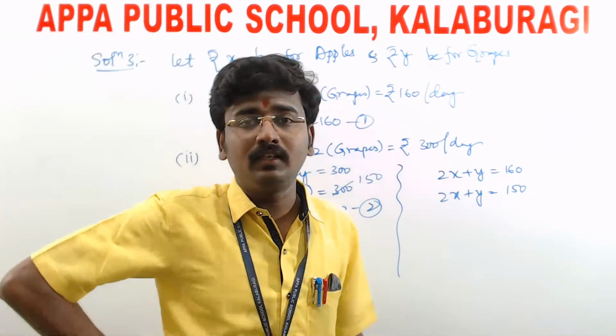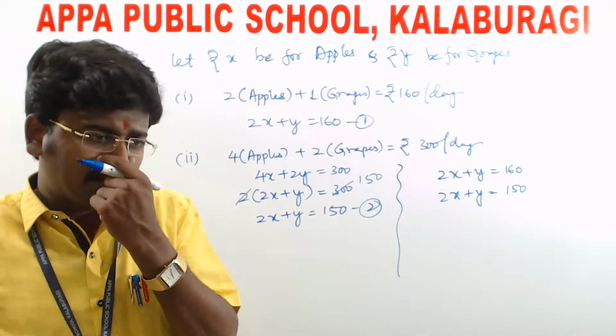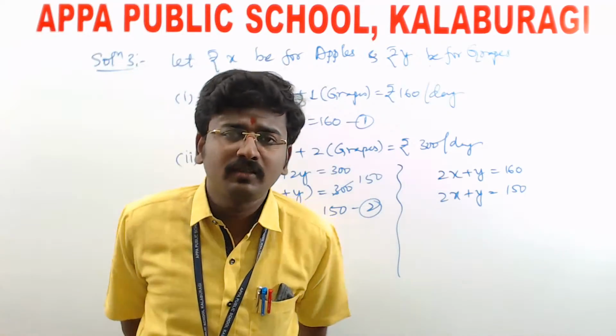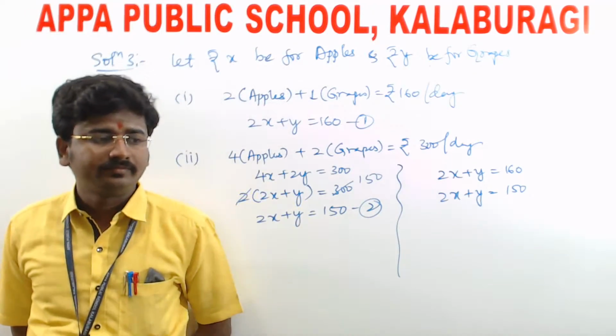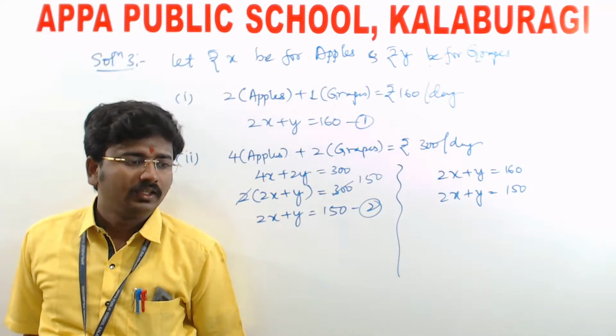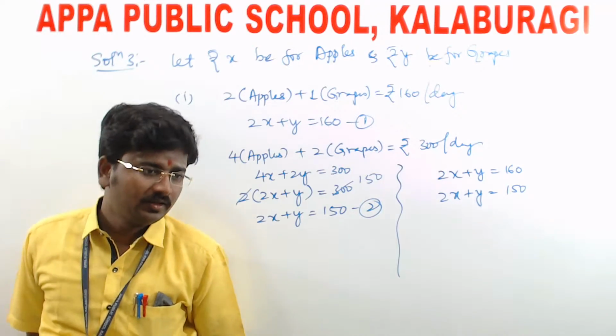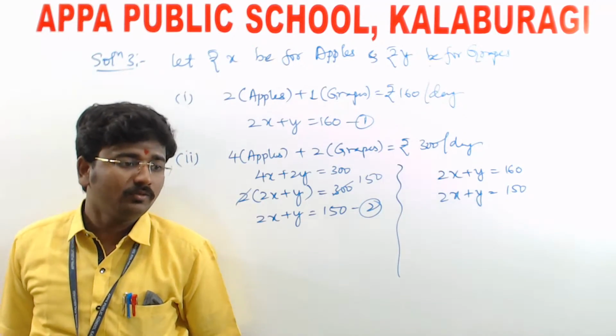System is inconsistent means what? Whether you will get a unique solution, coincident or parallel. What happens when the system is inconsistent? Tell me. Who will tell me the answer? 2 by 2 is 1, 1 by 1 is 1, but not equal to 160 by 150.